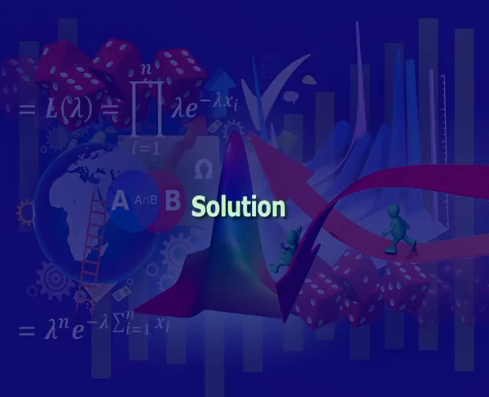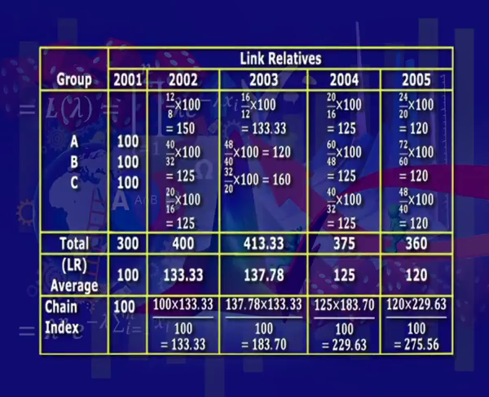Let us see the solution. In this table, the first part indicates how to calculate link relatives for the different years. The third column, fourth column, fifth column and sixth column indicate the method of calculation of link relative. Let us demonstrate one value.